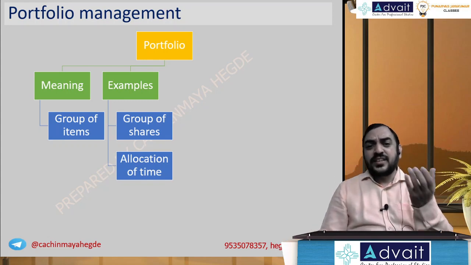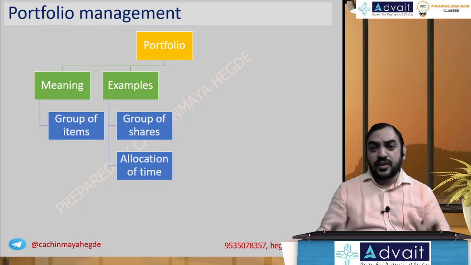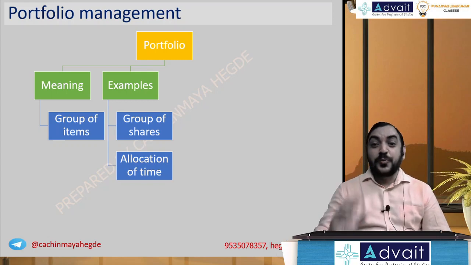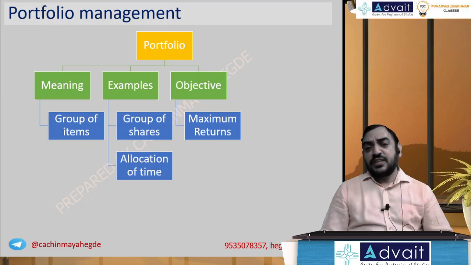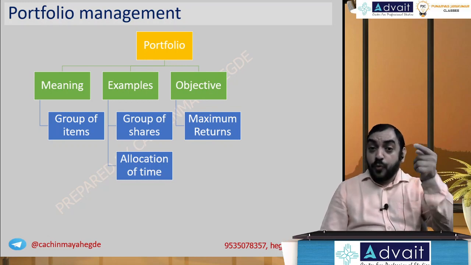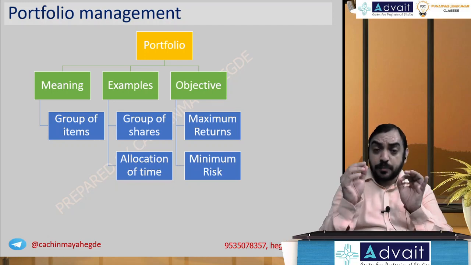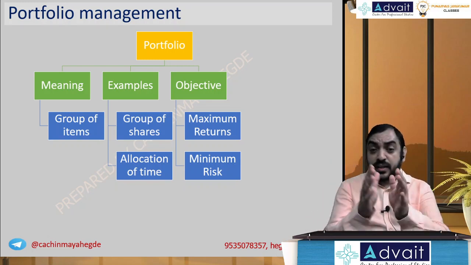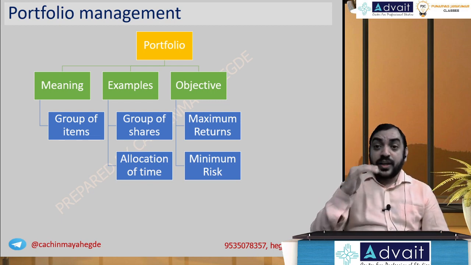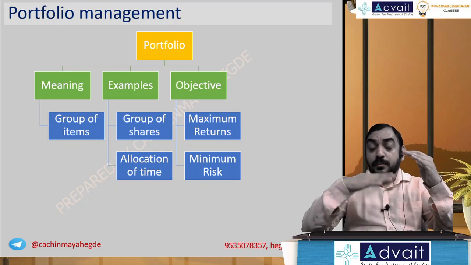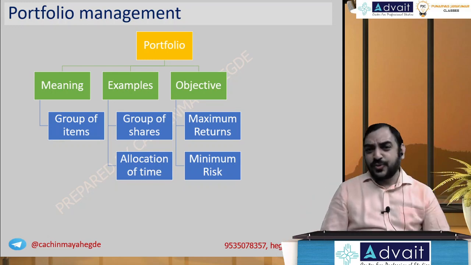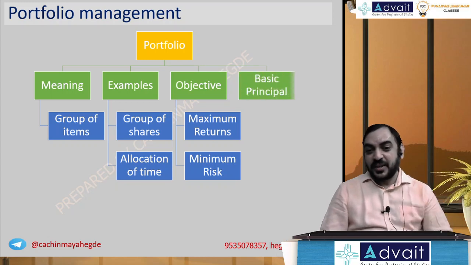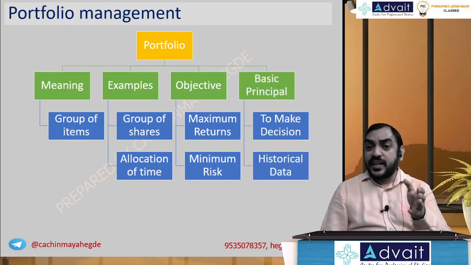Even in your life, you can see various portfolios, like allocation of time, the way you divide your resources. And the biggest portfolio that you have to manage in your lifetime is Group 1 and Group 2. The objective of a portfolio is to maximize the return and, more importantly, minimize the risk. These are the two primary objectives. We are going to discuss many portfolio theories, but keep in mind these two objectives. We want our return to be high and our risk to be as low as possible. Just like in exams, you want to score more marks but with less effort. Similarly, the basic principle is to make a decision about the future.